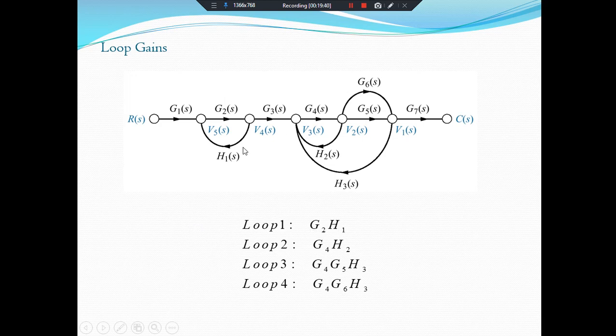Loop 1 is G2H1. What is G2? G2H1. This is one loop. It's starting from the same node and ending at the same node. And what will be loop 2? Loop 2 will be G2H2.